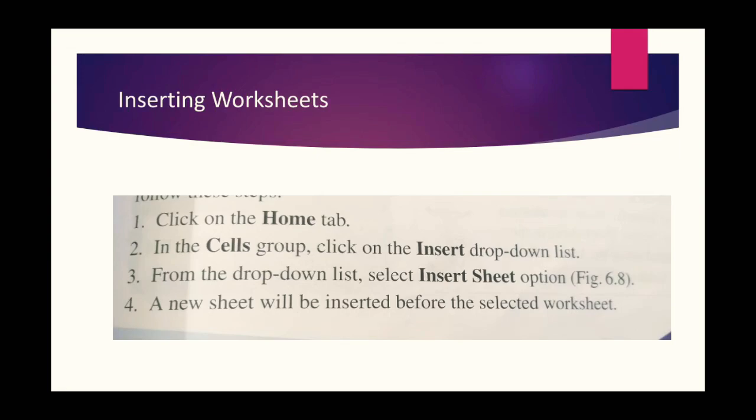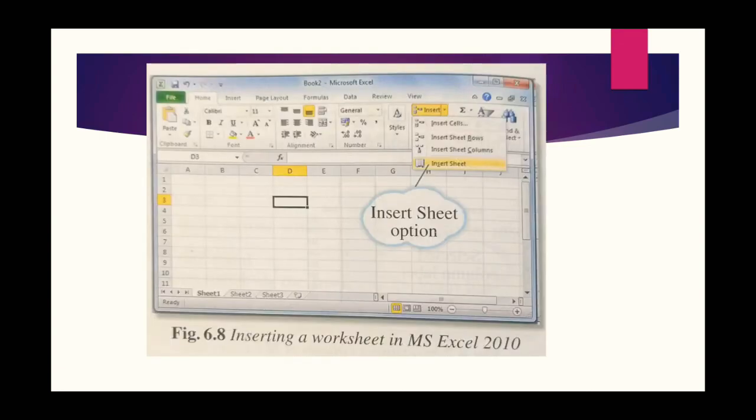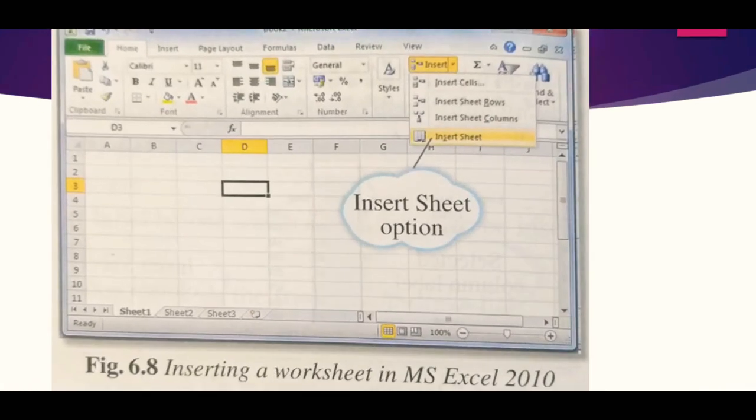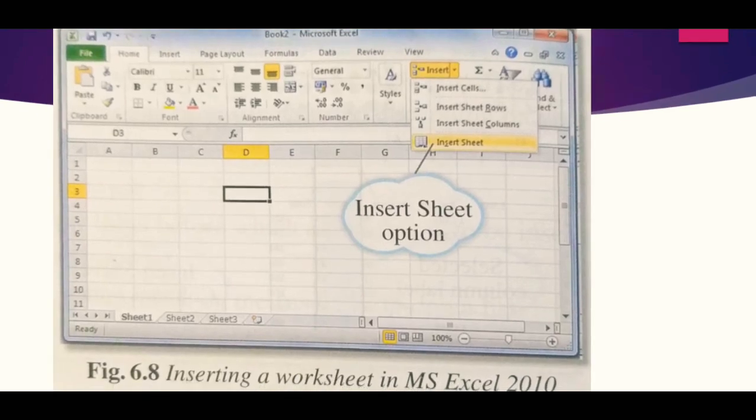First, click on the Home tab. Second, in the Cells group, click on the Insert drop-down list. Third, from the drop-down list, select Insert Sheet. You can see the figure. This is the Insert Sheet option. A new sheet will be inserted before the selected worksheet.